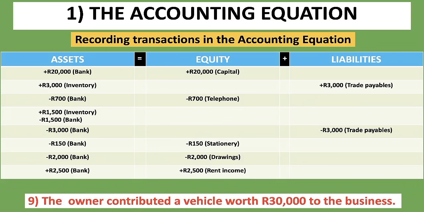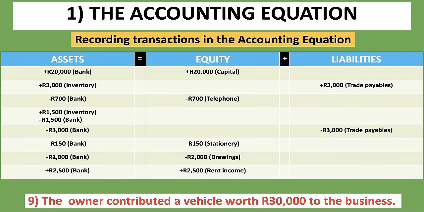Number 9 says the owner contributed a vehicle worth 30,000 rand to the business. Well, if the owner is contributing something to the business, that is capital. Remember, when the owner is contributing something to the business, it doesn't have to be money only. It can be something else, like an asset, and in this case, it's a vehicle. So what are the two accounts involved? I hope you can think on your own and identify what they are.